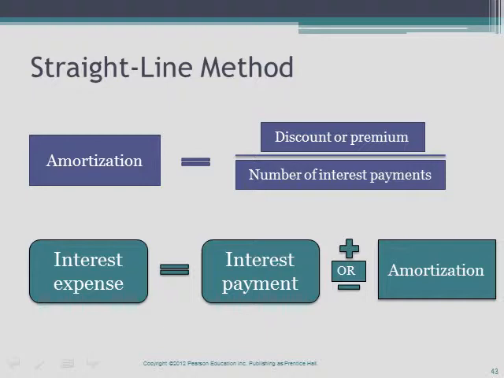There's a less precise way to amortize bond discounts or premiums. The straight line amortization method divides a bond discount or premium into equal periodic amounts over the bond's term. The amount of interest expense is the same for each interest period. Generally accepted accounting principles, or GAAP, permit the straight line amortization method only when its amounts differ insignificantly from the amounts determined by the effective interest method.